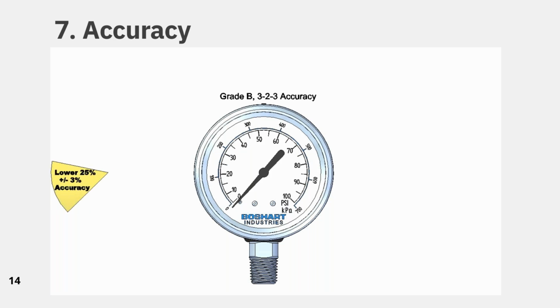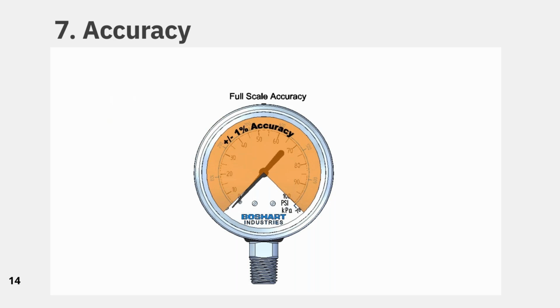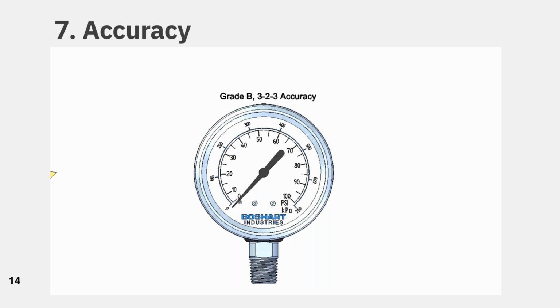Gauge accuracy requirements are covered under the ASME B40.100 standard. In summary, if pressure accuracy is critical, you will want to choose a gauge that has a higher accuracy rating.